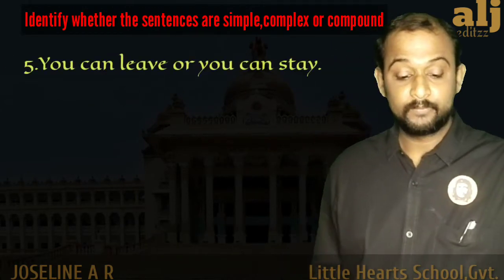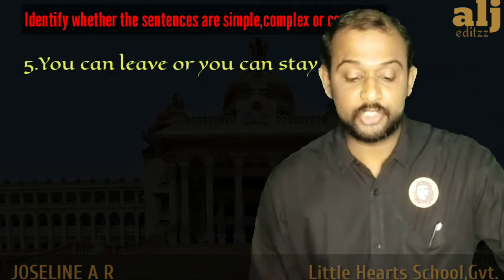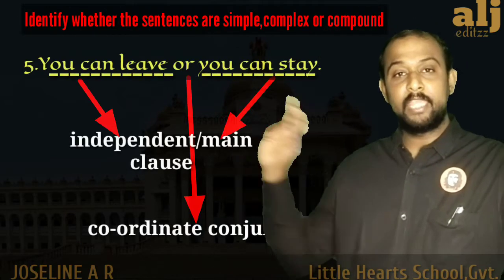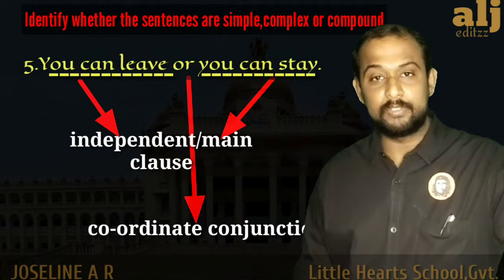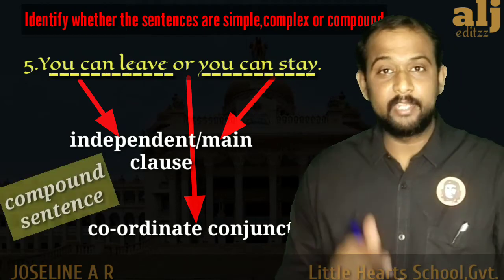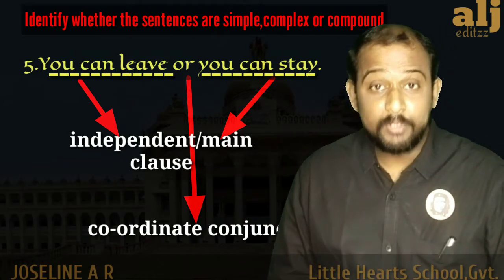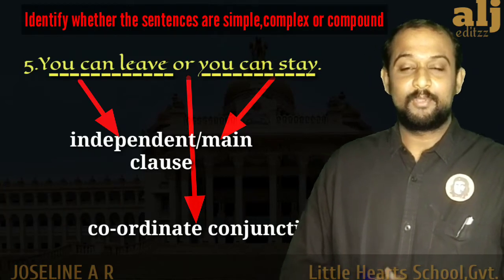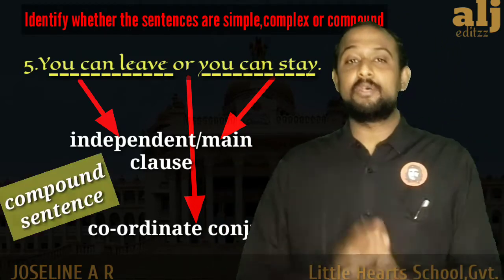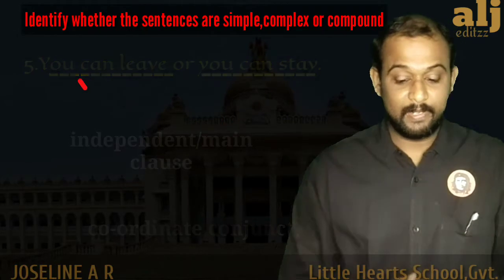Next one. You can leave or you can stay. See, you can leave, you can stay. Both are main clauses, because they are connected by or. What is or? A coordinator, a coordinating conjunction. So this is a compound sentence, because in compound sentences we have only main clauses, no subordinating clauses. Got the point here? Last one.